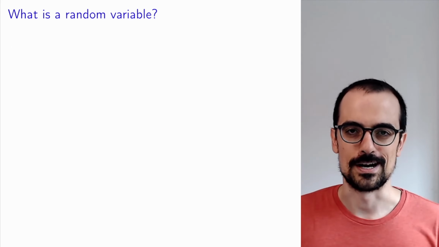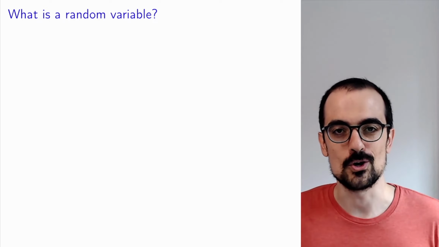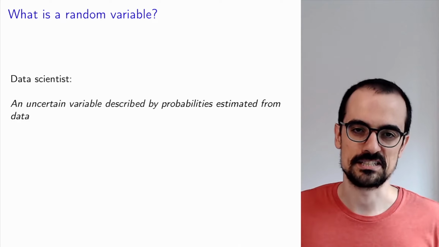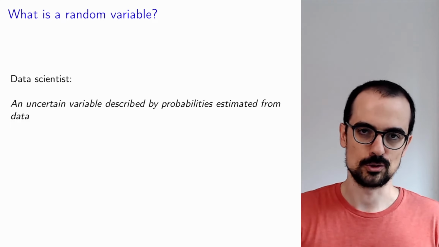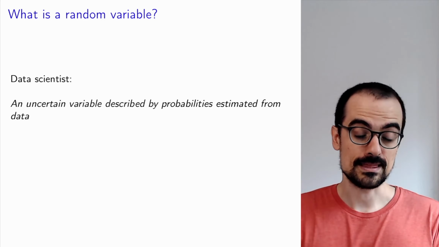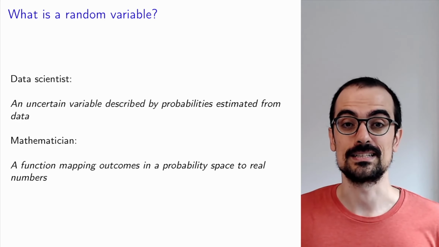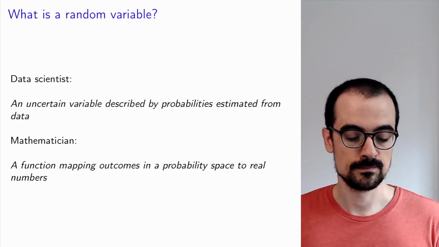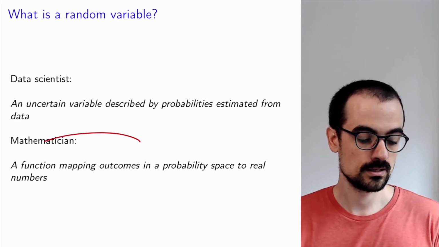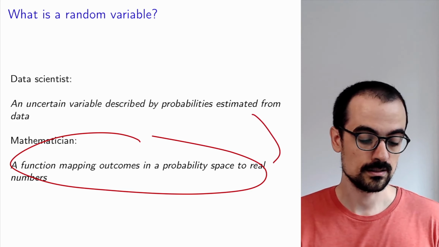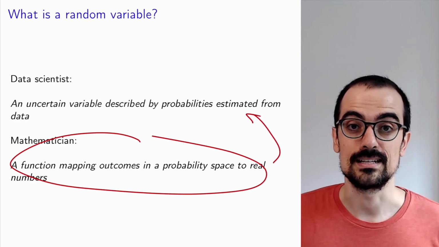So what is a random variable? If you remember from the overview, it depends whom you ask. A data scientist will say, it's just an uncertain variable that I put into my model. I describe it with probabilities estimated from data. A mathematician, however, will tell you that it's a function mapping outcomes in a probability space to real numbers. So here we're going to see what the mathematician means by that and how it connects to what the data scientist is talking about.